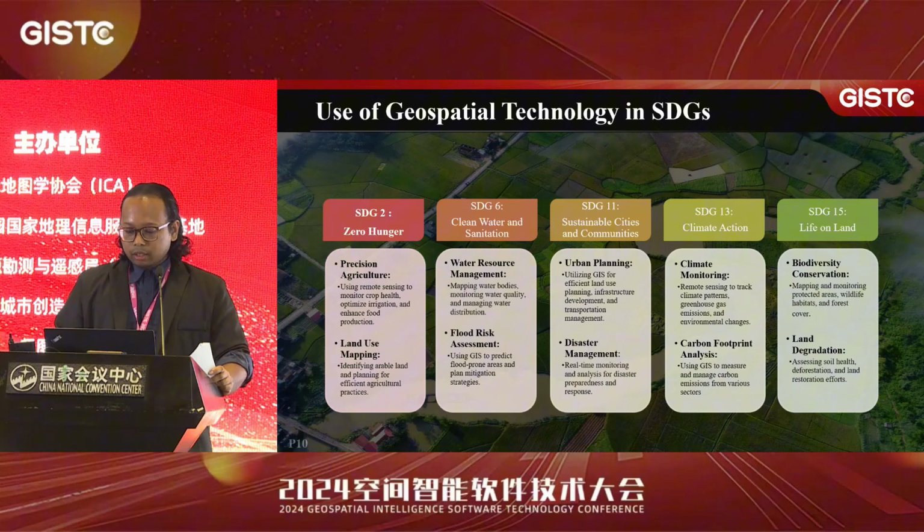And we also can use GIS to do carbon footprint analysis to measure and manage carbon emissions from various sectors. And for life on land, biodiversity conservation means mapping and monitoring protected areas, wildlife habitat, and forest cover. We also can use GIS to assess soil health, deforestation, and land restoration efforts.